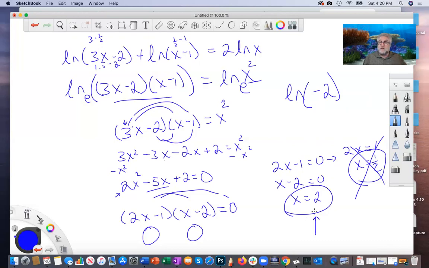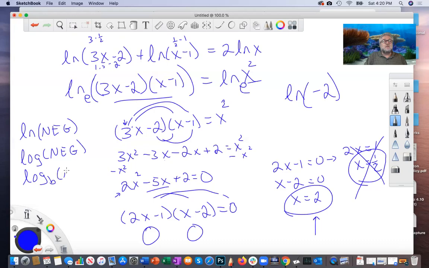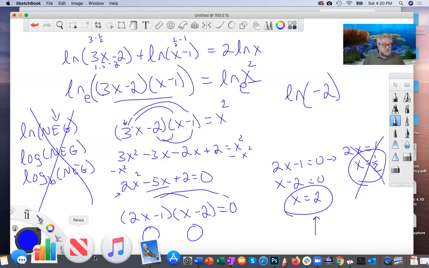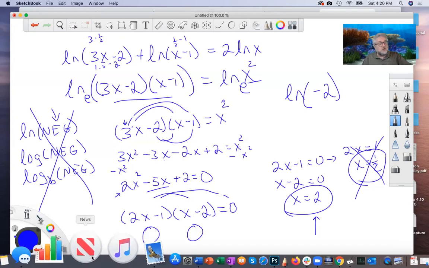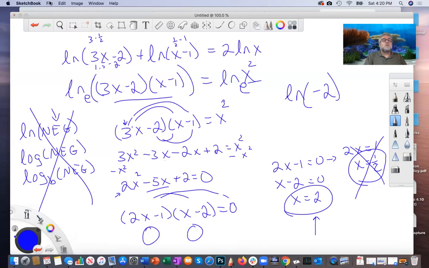Does that make sense? It's really important when you get two solutions. For natural logs, you got to look for natural log of a negative number, and it's the same for common log, and it's the same for log of any base. You can't take the log of a negative number. The function does not exist when the argument inside here is negative. It doesn't work. So you just got to watch out for that. Okay.